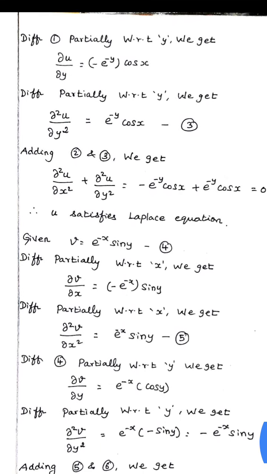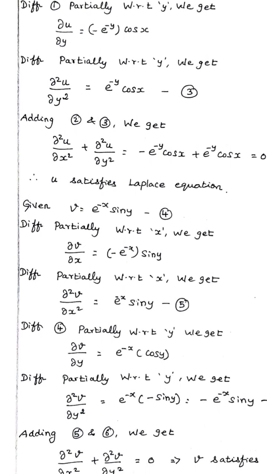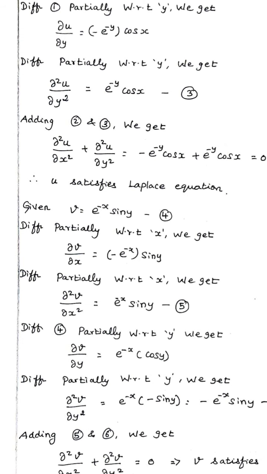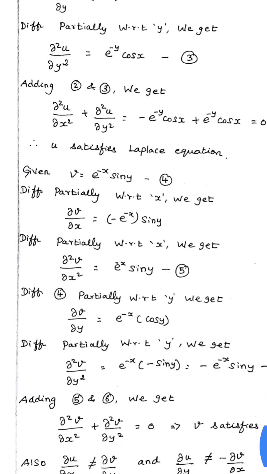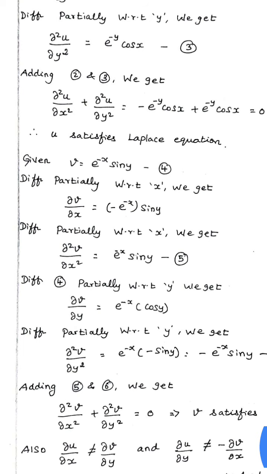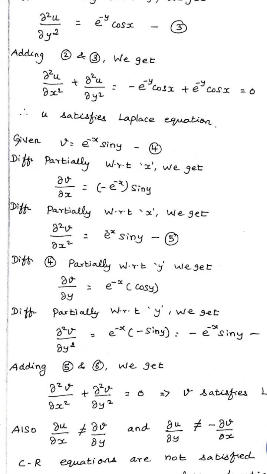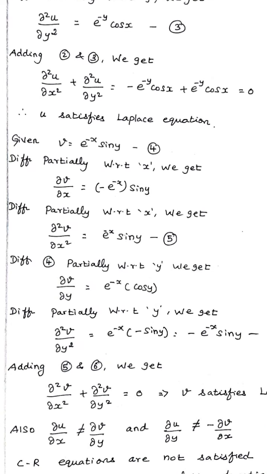Again I am differentiating that one with respect to which variable? Y variable. Okay, so again if I differentiate, what answer will I get? One more minus e power minus y. So minus into minus becomes what? Plus. So what is my final answer? E power minus y into cos x. Okay, if I add the two things, what will I get? Minus e power minus y cos x plus e power minus y cos x. So what will be the answer? 0. Okay, so therefore u satisfies the Laplace equation.